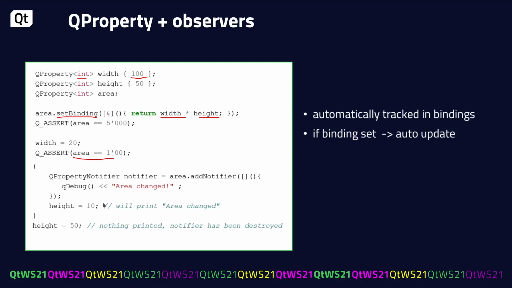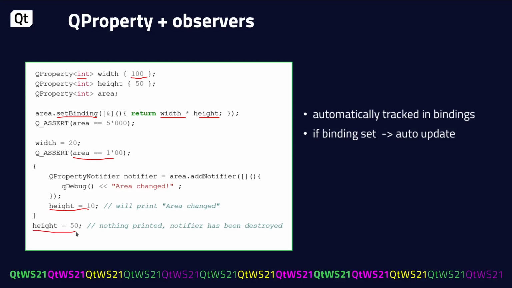And anytime we now change the property, either directly by assigning a value to it, or indirectly, as in this case, by changing one of the underlying properties, it will execute the functions that we have installed on the notifier. And this will happen as long as the QProperty notifier is in scope. Once it goes out of scope, it will be removed. So afterwards, if we again change the property, nothing will actually happen anymore.